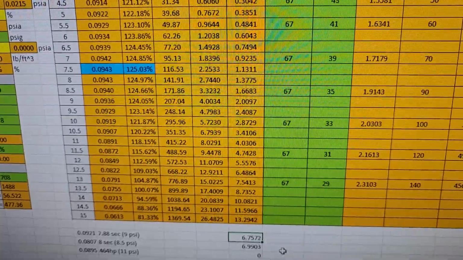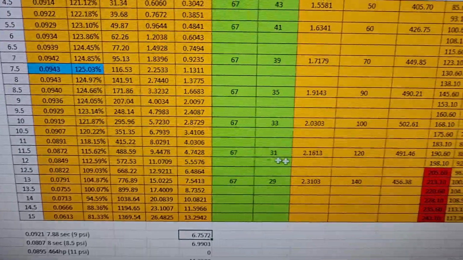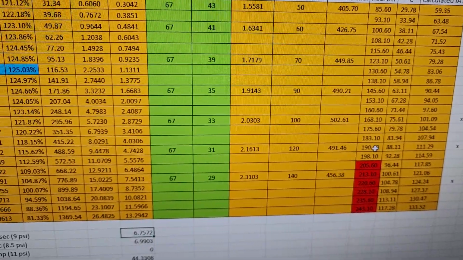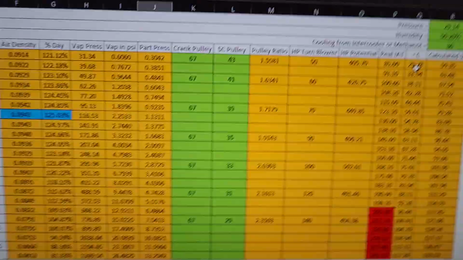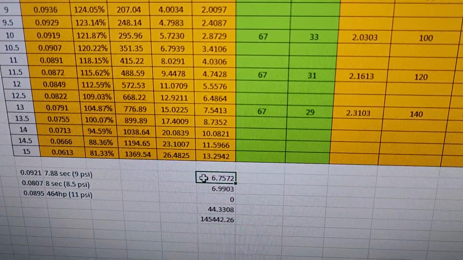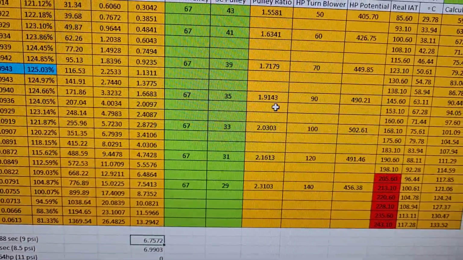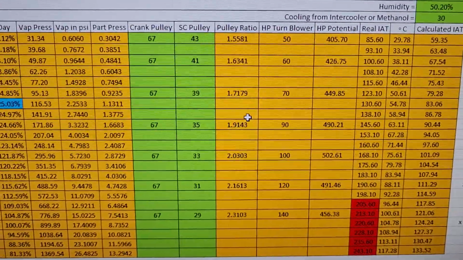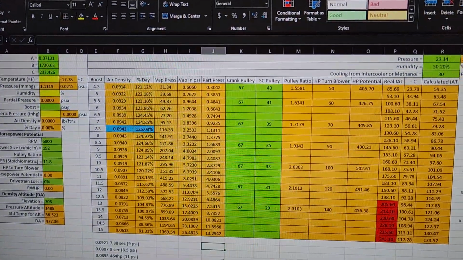And my effective boost at 11.5 pounds, due to the temperature over here of 190 degrees, and that's with my 30 degrees of cooling over here from methanol, my effective boost is less. It's 6.75, so it's just under, and that's why I'm making, even with all that additional CFM that it's making, it's not making any more horsepower.